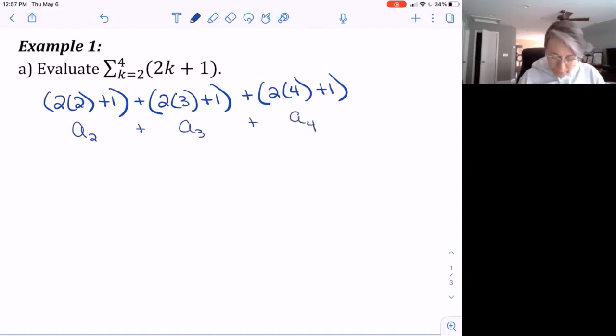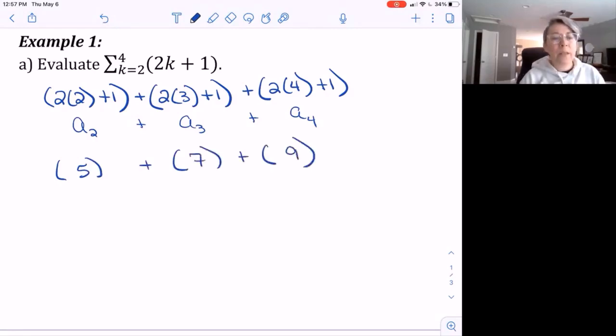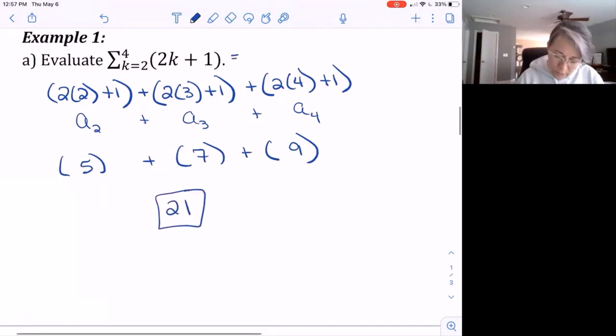When we simplify that, the first one gives us 4 plus 1, which is 5. 6 plus 1 is 7. 8 plus 1 is 9. Notice we had a nice linear equation there, and we end up with a nice arithmetic sequence: 5, 7, 9, if we had commas. Now we're adding them all together, and that gives us 21. So this summation equals 21.